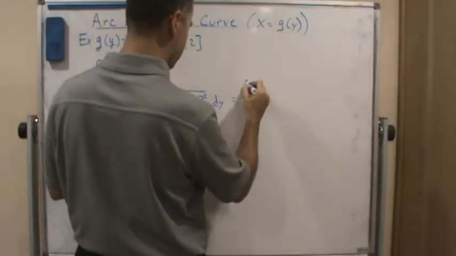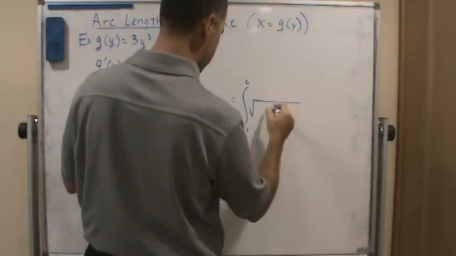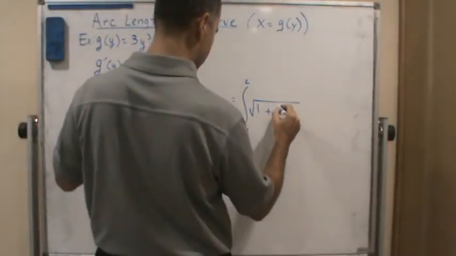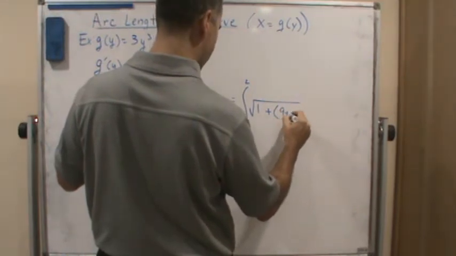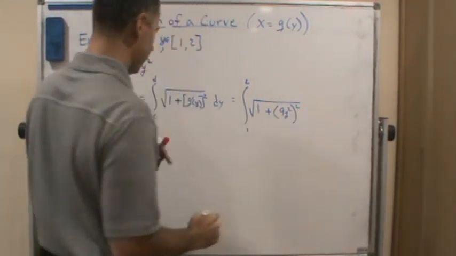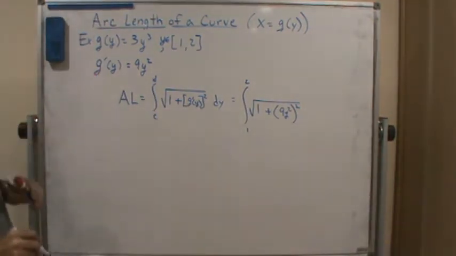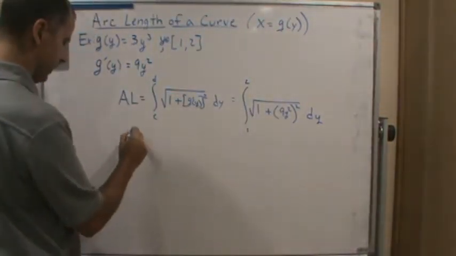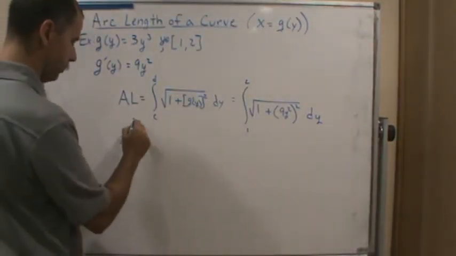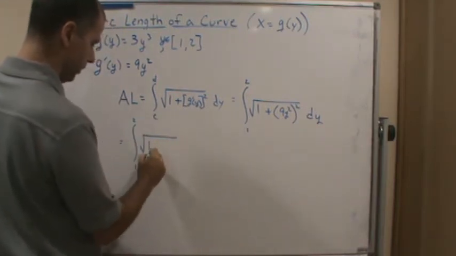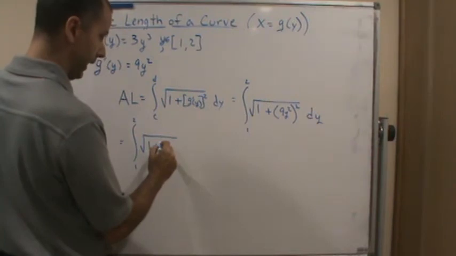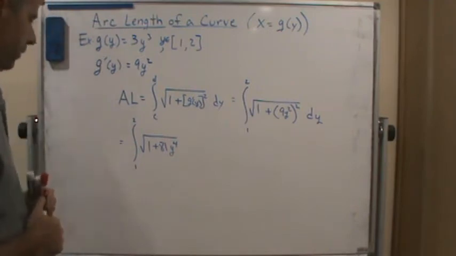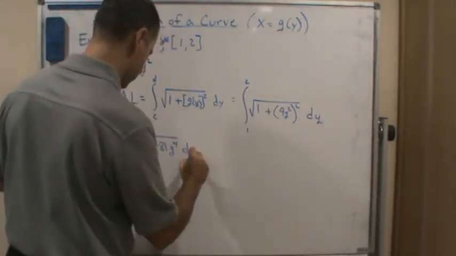So this is going to go from 1 to 2, and it's going to be the square root of 1 plus 9y squared, quantity squared, because we're using the derivative, and then dy. And so this becomes the integral from 1 to 2 of the square root of 1 plus 81y to the fourth dy.